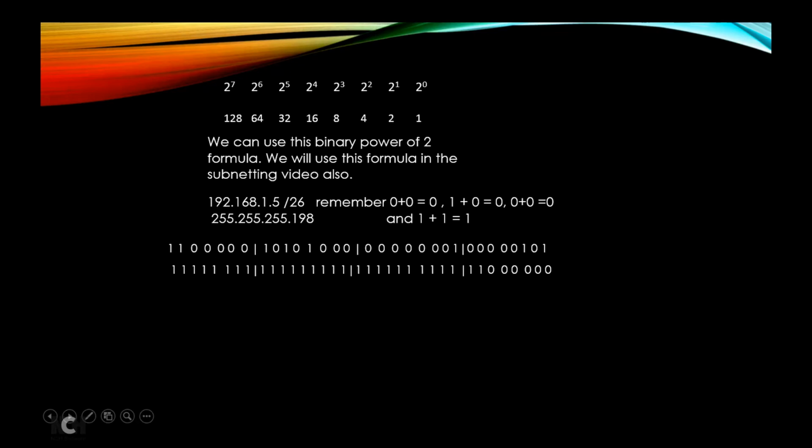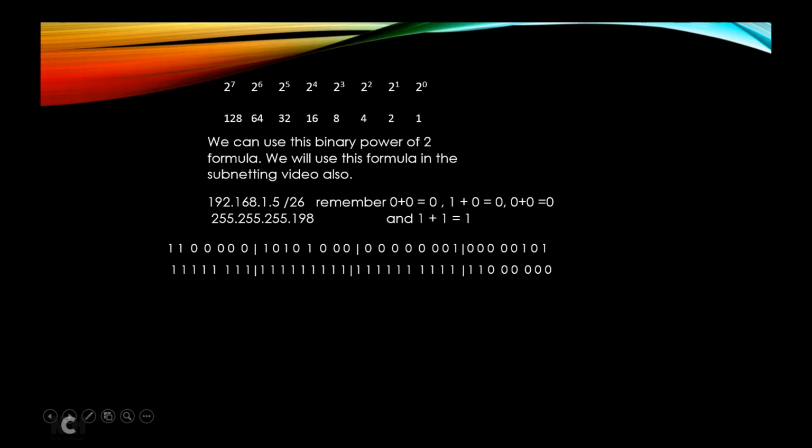Now we go to the second octet, 168. 128 from 168. Yes. Does 64 go into the remainder of 40? No. So it's turned off. 32 goes into 40? Yes, it's turned on. 16 go into 8? No. 8 goes into 8. That's turned on. And we do that for the rest of it.